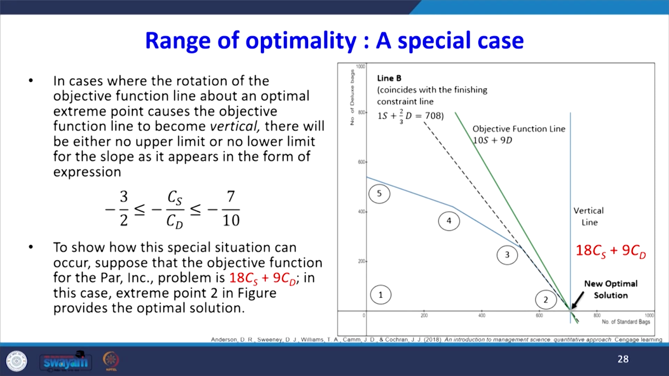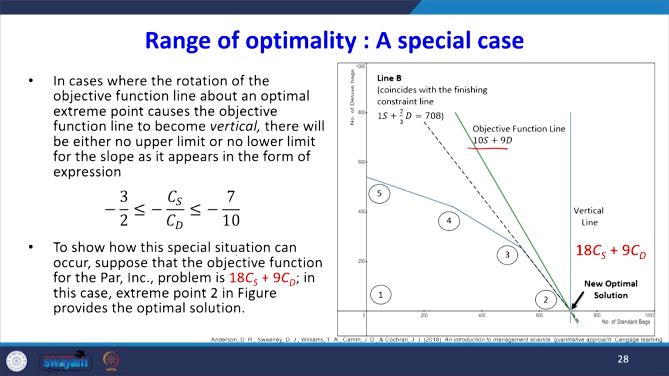In cases where the rotation of the objective function line about an optimal extreme point causes the objective function line to become vertical, see, this green color is our given objective function. Sometimes if the objective function is vertical, there will be either no upper limit or no lower limit for the slope as it appears in the form of expression. So, we know that minus 3 by 2 is less than or equal to minus Cs by Cd, which is less than or equal to minus 7 by 10.